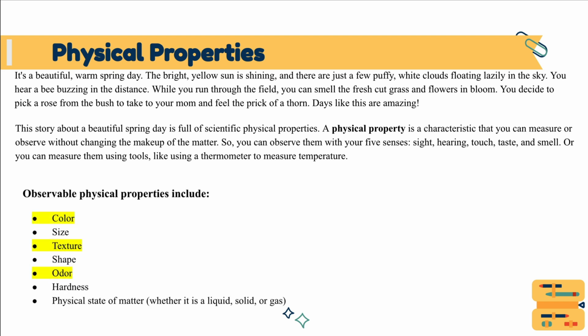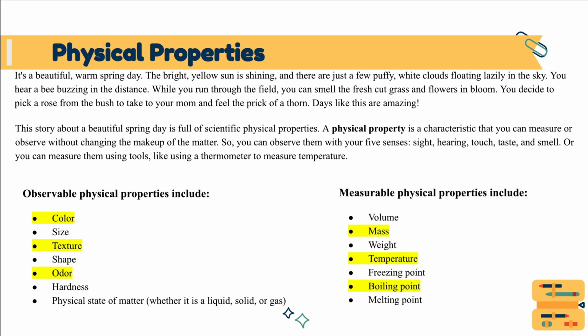Observable physical properties include color, size, texture, shape, odor, hardness, and physical state of matter, whether it's a liquid, solid, or gas. Again, remember to take notes on the L words. Measurable physical properties include volume, mass, weight, temperature, freezing point, boiling point, and melting point.